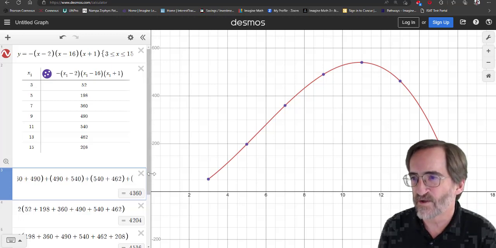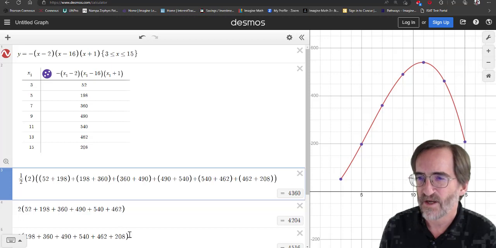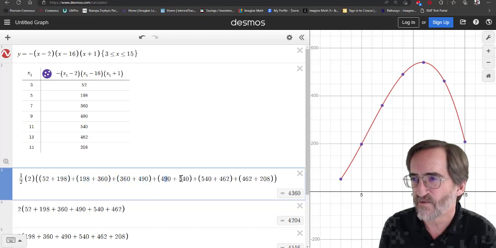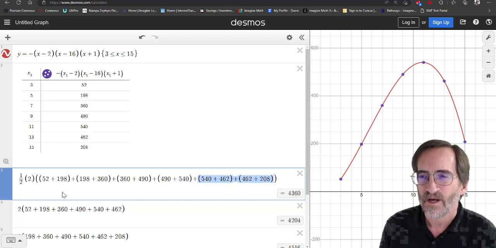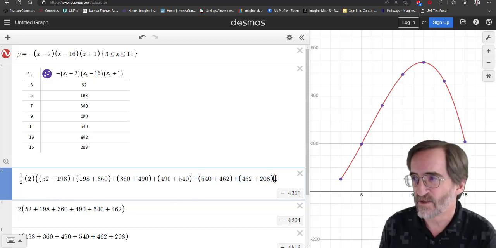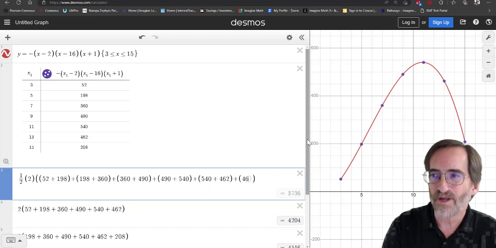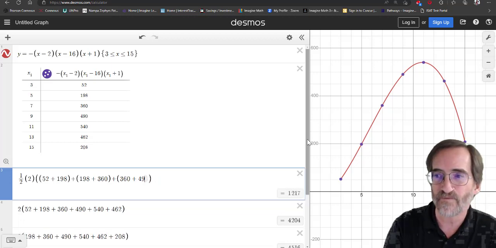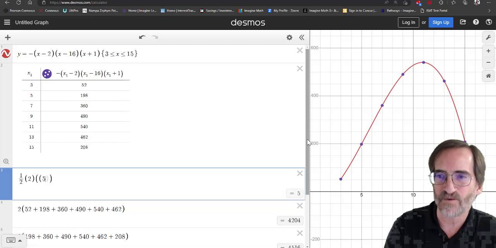I'm going to expand this and see if we can simplify this again. You may notice something. The 52 appears just once, but the 198 appears twice, the 360 goes twice, the 490 goes twice, the 540 goes twice, the 462 goes twice, and the 208 goes once. So we can even simplify this a little bit further, and I believe the lesson does this. So here's the shorthand notation. By the way, if you don't remember the shorthand, just use the trapezoid formula for each trapezoid separately. But it is nice to have a shortcut because you are going to be doing a few of these.